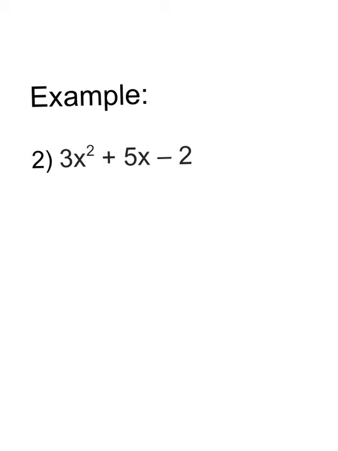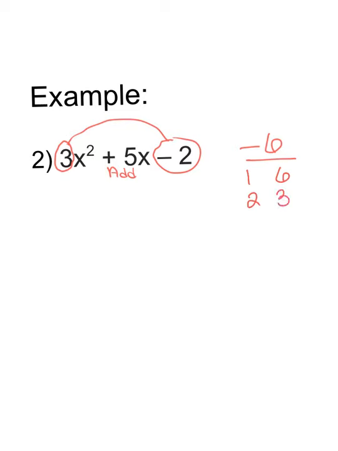Next one. First thing, I notice that there is a number in front of my x squared. So I'm going to either draw my headphones or multiply a times c. So I get -6. Now I have to find the factors of -6 that add to positive 5. So my factors of 6, again, are 1 and 6, 2 and 3. Since it's negative here, one of these has to be negative. Which ones add to 5? These.